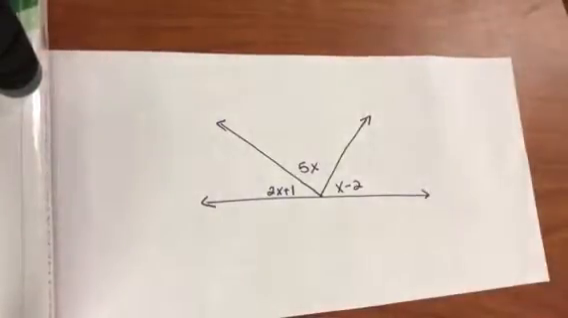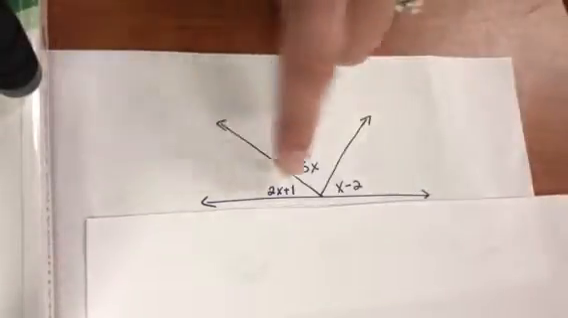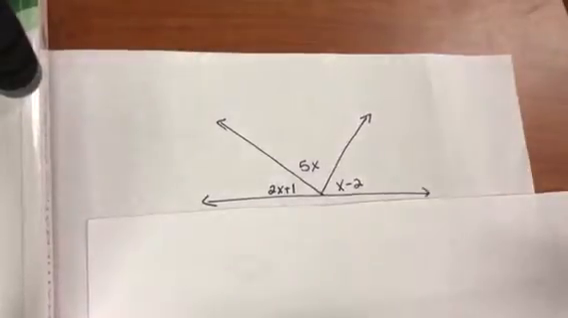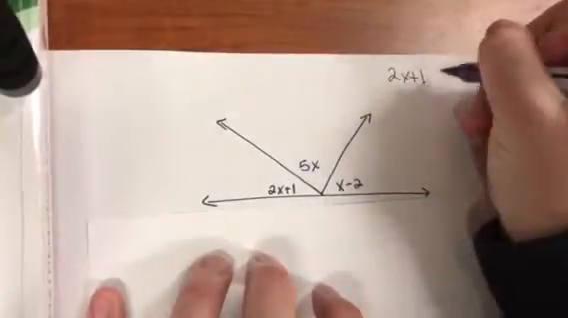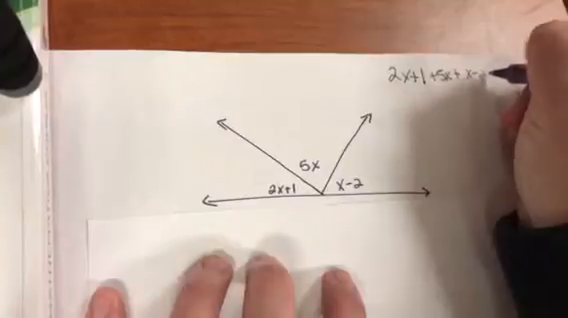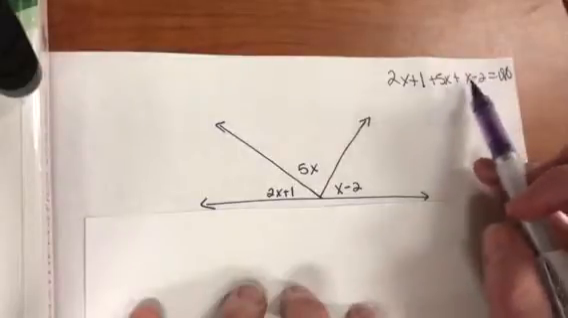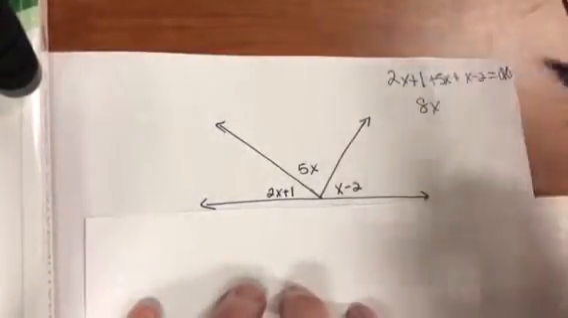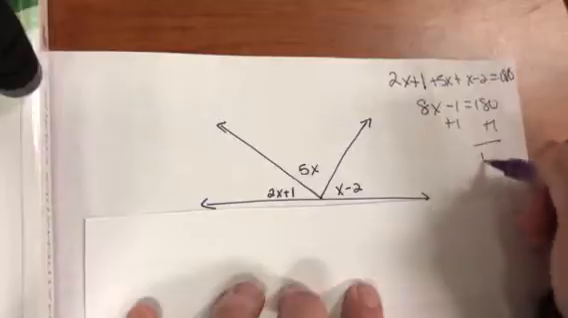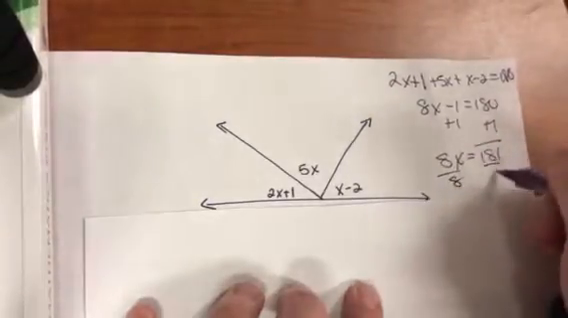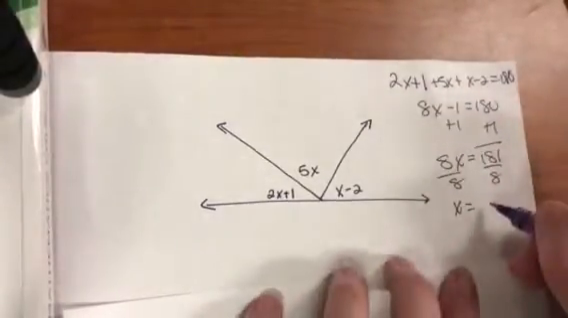Miss Green, what do I do? Okay, first of all, relax. We know that this is a straight line, so it's 180 degrees, and the sum of all three angles is going to equal 180 degrees. So I've got 2x plus 1 plus 5x plus x minus 2 equals 180. Collect like terms and solve. 2 plus 5 is 7 plus 1 is 8, so 8x minus 1 equals 180. Plus 1, 181 equals 8x. Divide by 8. 181 divided by 8 is 22.6.